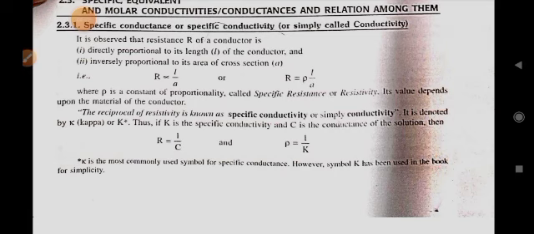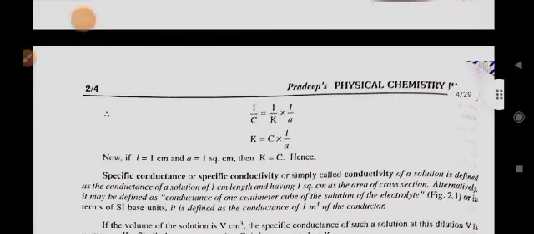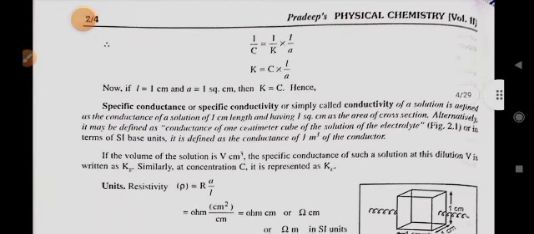The reciprocal of resistivity is known as specific conductivity or simply conductivity. It is denoted by kappa. Thus, if K is the specific conductivity and C is the conductance of the solution, then R is equal to 1 by C and rho is equal to 1 by K. So 1 by C is equal to 1 by K into L by A, and K is equal to C L by A. Now, if L is equal to 1 centimeter and A is equal to 1 square centimeter, then K is equal to C. Hence, specific conductance or conductivity of a solution is defined as the conductance of a solution of 1 centimeter length and having 1 square centimeter as the area of cross section.